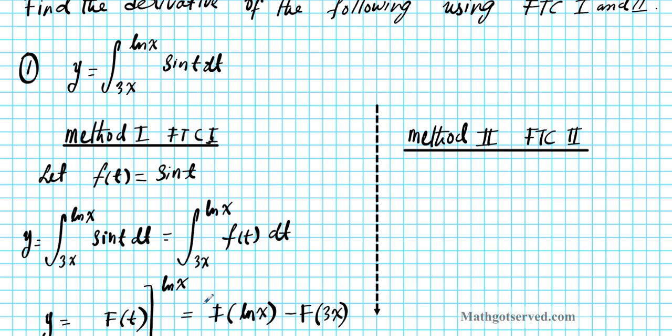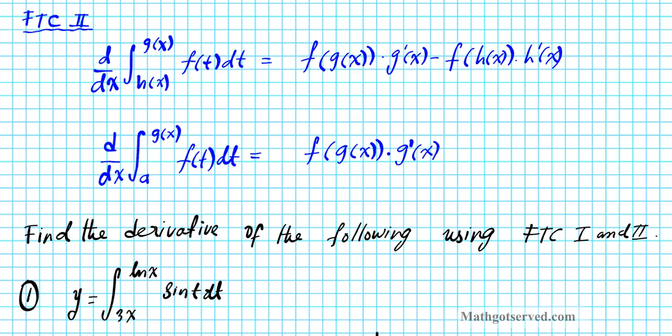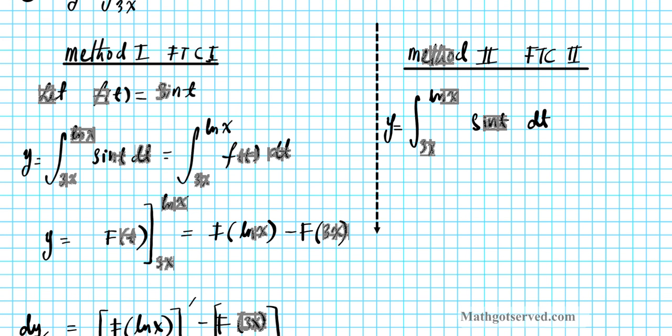Let's see. I'm going to rewrite the integral expression. So we have y equals the integral from 3x to ln x of sine t dt. Okay, so based on this formula up here, I need to know what g, h, and f of t are. So the upper limit of integration is our g of x, and this down here is our h of x, and then this function right here, the one in blue, this is f of t.